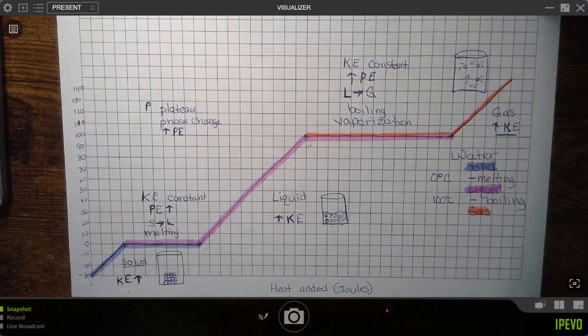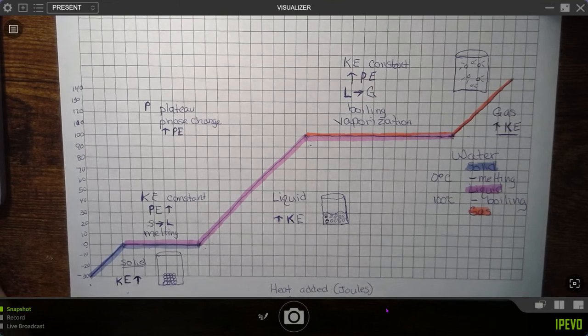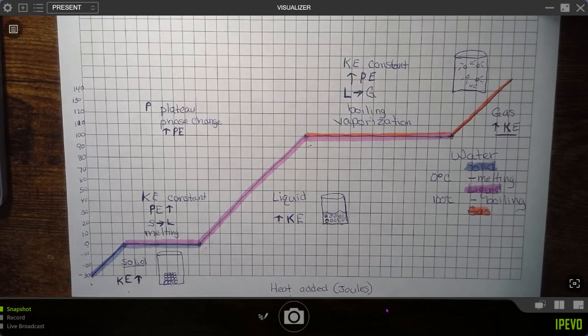The temperature of the gas is going to increase as those gas molecules spread farther apart and move faster. So this is what happens with water, if we were able to actually see on the particle level, as we heat water from solid to gas.